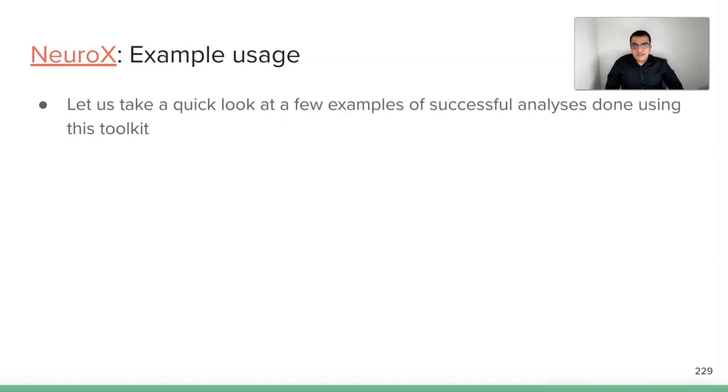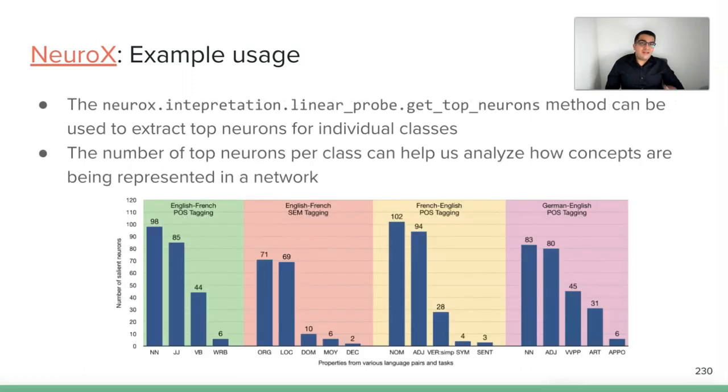So before I close this section, I would like to point out a couple of results that have been produced using this toolkit so that the connection between the code and theory we have seen today is a bit more clear. We have seen that the get top neurons method can be used to extract top neurons for every class. This was used to show that open class concepts like nouns and adjectives usually require a large number of neurons, while closed class concepts like WH verbs and month of year can be effectively encoded in just a few neurons.